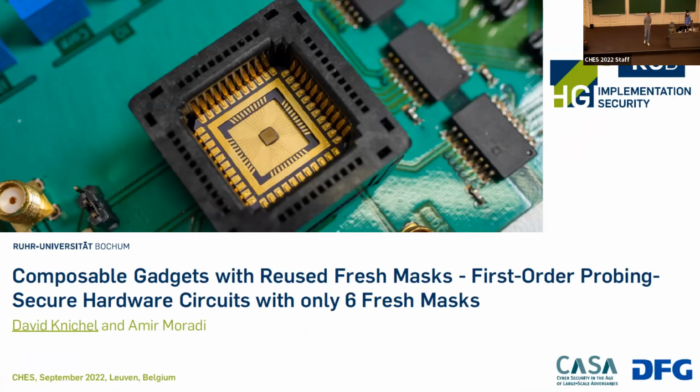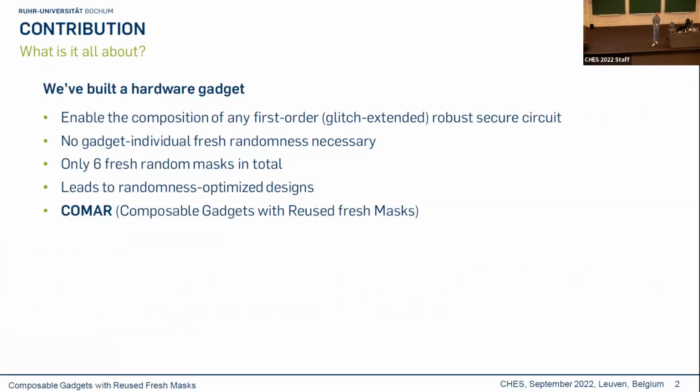Thanks, Pascal, for the nice introduction. I'm going to give a talk about work I did together with my advisor, Amir Moradi at Ruhr University Bochum. In essence, the work proposes new types of gadgets that are freely composable and can mask an arbitrary logical circuit under the first security order, and introduce only 6 fresh random bits in total to the whole design. Note that we don't count the fresh random bits needed for the initial masking, but only the fresh random bits needed for masking the circuit itself.